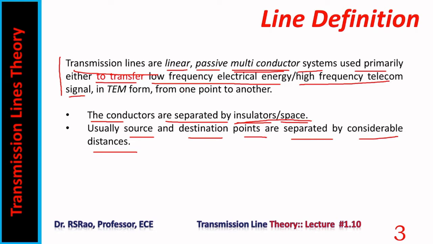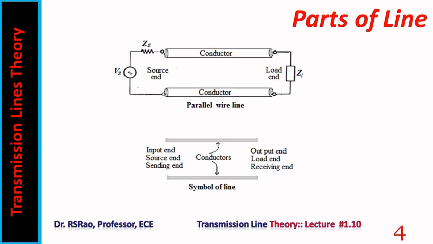Lines are used to transfer signal or energy from one point to another point. These two points are usually separated by considerable distances. Here is shown a figure that illustrates the functioning of a transmission line. In this line, there are 2 conductors. They are running parallel to each other. That's why this line is called parallel wire line.